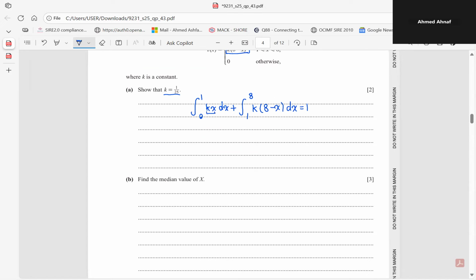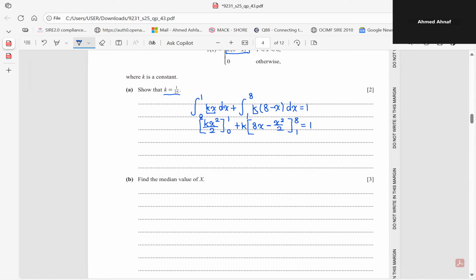So to integrate this, just raise the power by 1 and divide by the new power. So you get kx squared over 2, limits 0 to 1. And then for this, I also do the same. Okay, I think we take this k out first, and we just integrate 8 minus x. So integrate 8, you get 8x, then minus x, you get x squared over 2, limits 1 to 8.